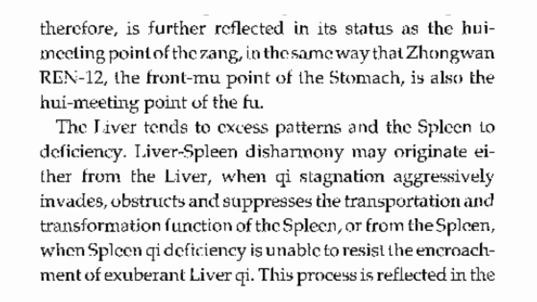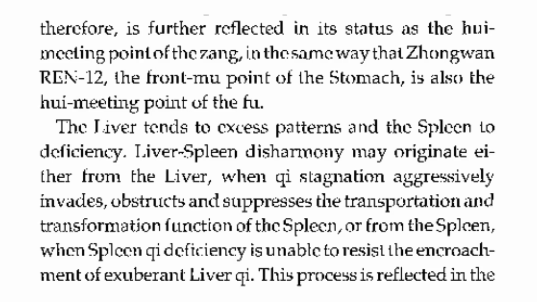The close relationship of Zhangmen, liver 13, to the spleen is therefore further reflected in its status as the meeting point of the Zang, in the same way that Ren 12, the front mu point of the stomach, is also the meeting point of the Fu. The liver tends to excess patterns and the spleen to deficiency.